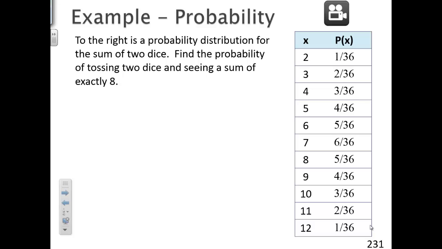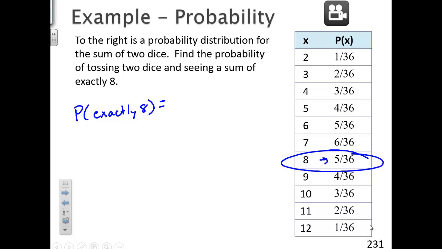So, first example, we have a probability distribution that we built before. Find the probability of tossing 2 dice and seeing a sum of exactly 8. So the probability of a sum of exactly 8. Well, that means we just go to our table, we find what's the probability of 8? It's 5 over 36. So that's all we need to do when they ask for the probability of exactly a value.